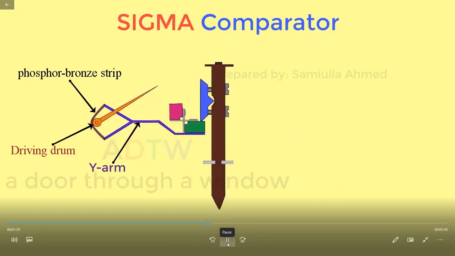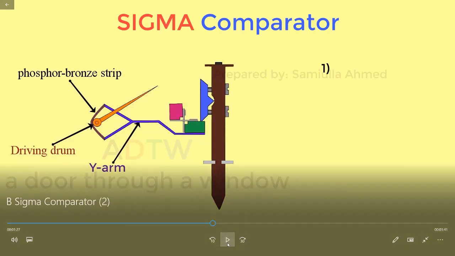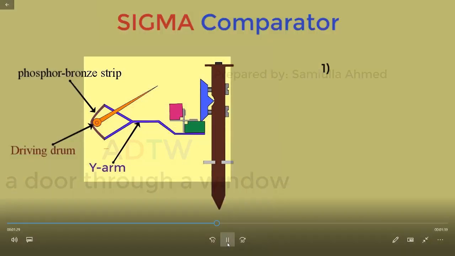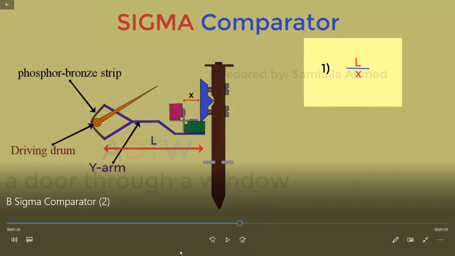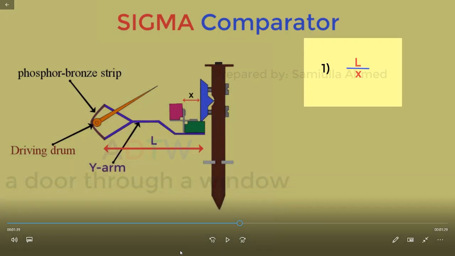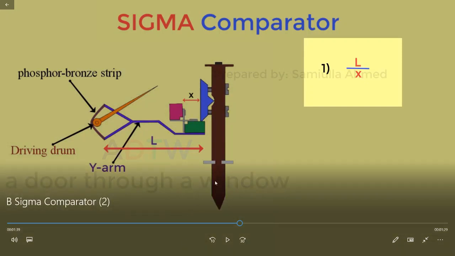The magnification of the instrument is obtained in two stages. In the first stage, if the effective length of the Y arm is L and the distance from the hinge pivot to the knife edge is X, then the magnification is L by X. We want to calculate the magnification, because whatever movement the plunger makes will be very minute, so we have to magnify it. That magnification can be given with the help of this formula, capital L upon X. L is the length of this Y arm and X is the distance of the fixed member from the knife edge.